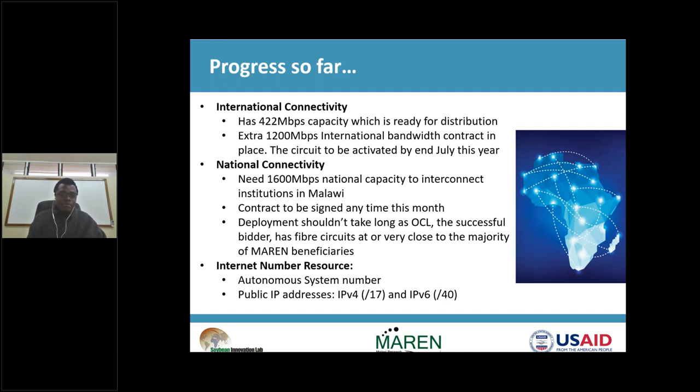As I'm speaking, MARIN has an idle capacity of 422 Mbps, which is going through our neighbor Zambia. And after we did some survey, we realized this is not adequate. We decided to procure some more. The extra procurement is being done through World Bank funding. The first one came through Africa Connect 2.